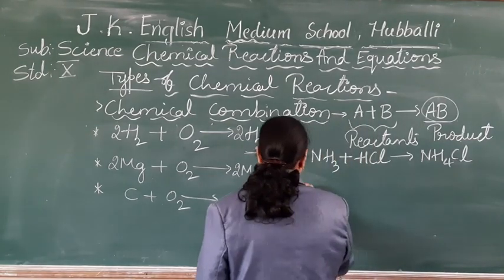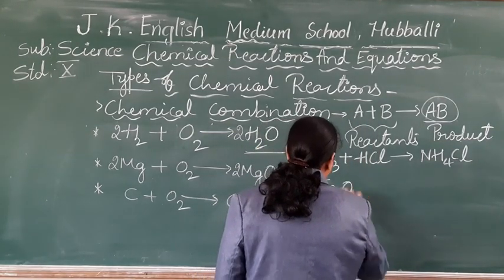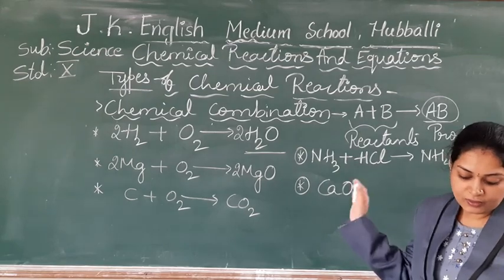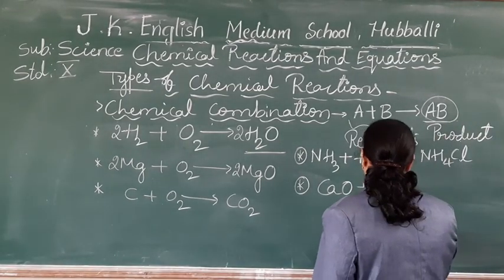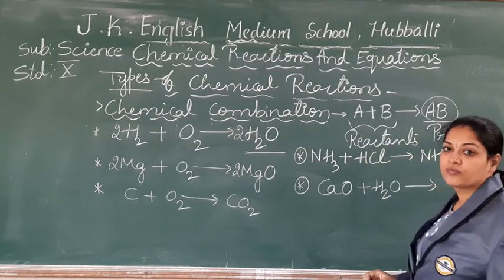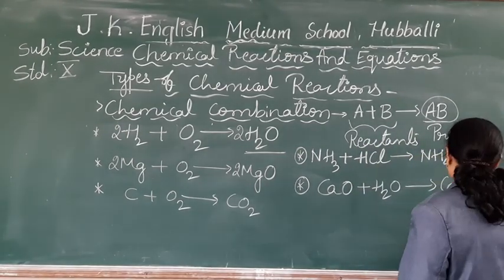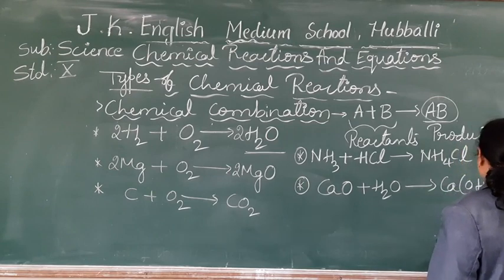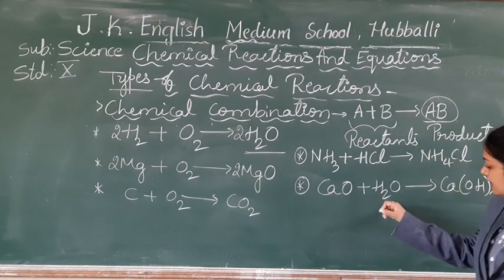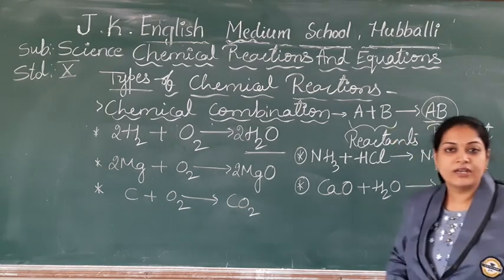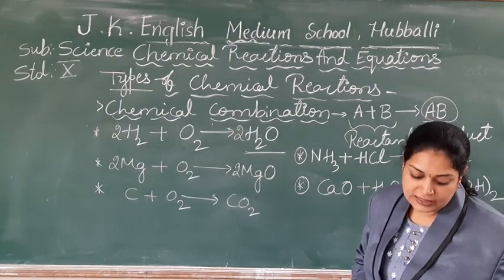Calcium oxide, nothing but called as the quicklime. When it reacts with water, what are you going to get? Calcium hydroxide, Ca(OH)2. This is how to read it, students? Ca(OH)2, calcium hydroxide. Okay, fine. Two reactants are there, a single product is there, so it is a combination reaction. Right? Hope you are understanding?